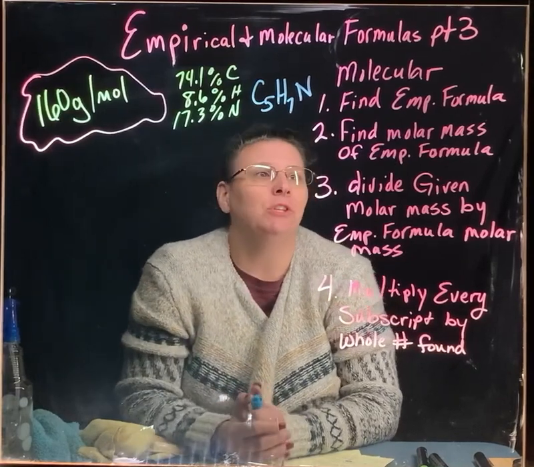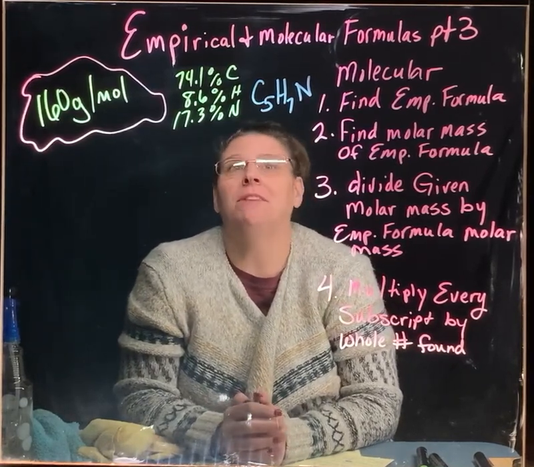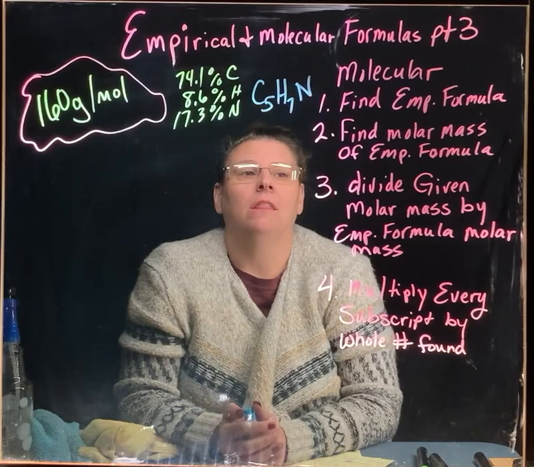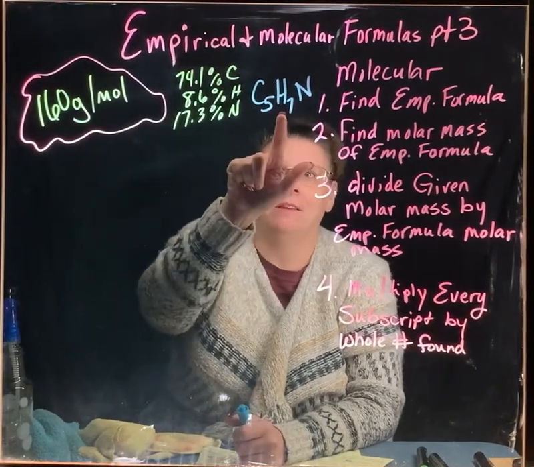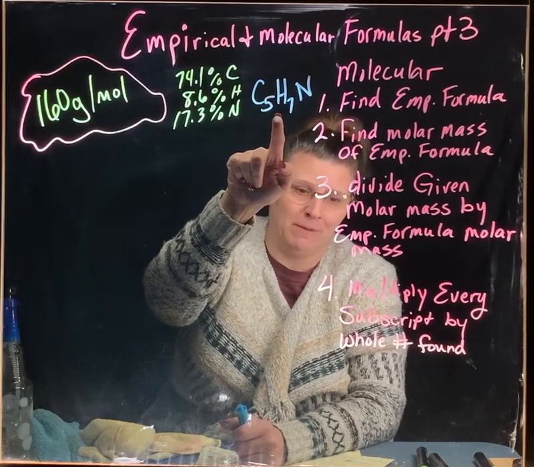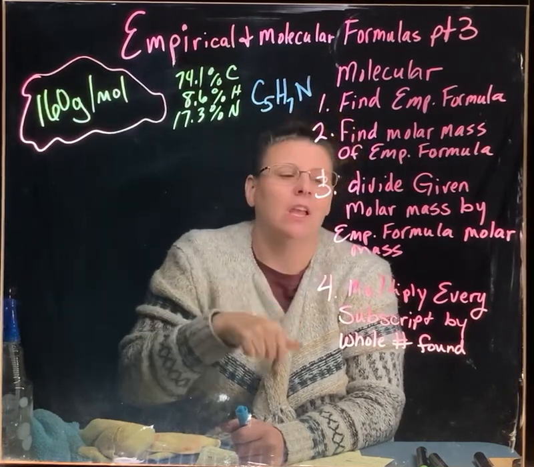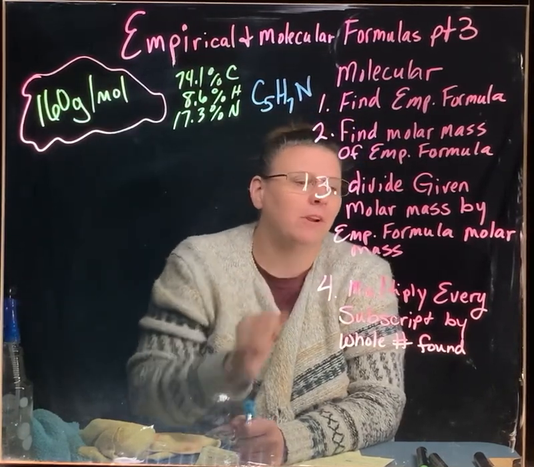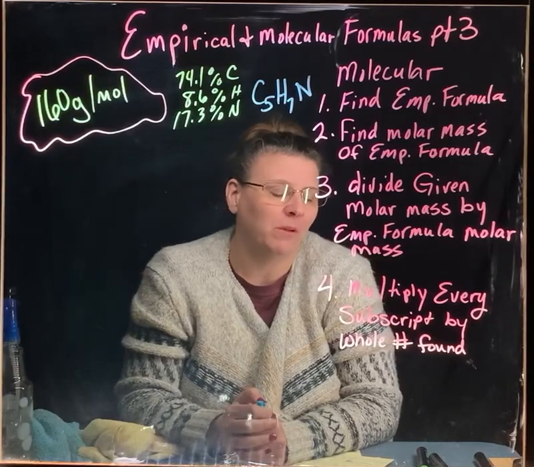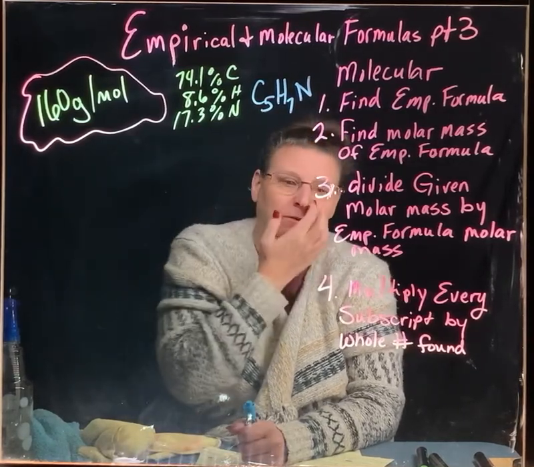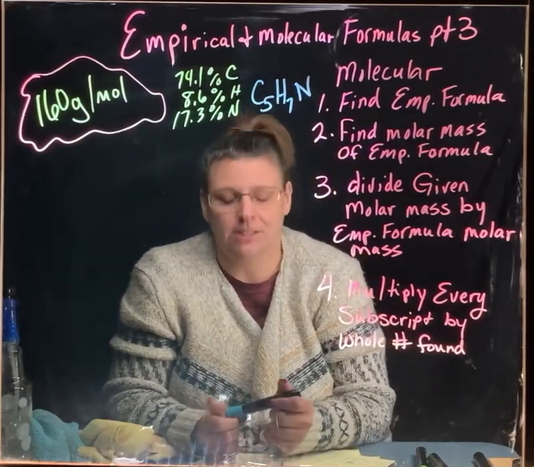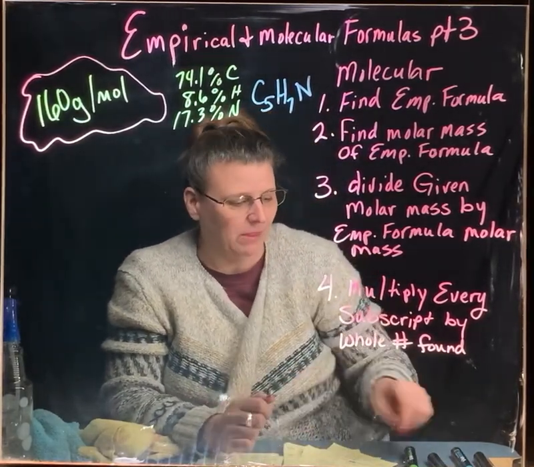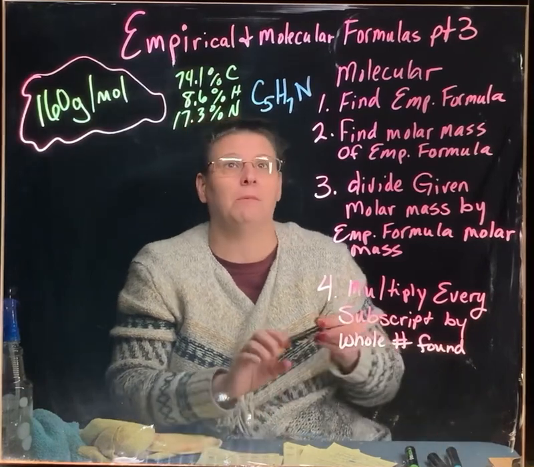Step 2, find the molar mass of the empirical formula. Step 3 is divide the given molar mass by the empirical formula molar mass, which we have found. And step 4 is multiply every subscript by the whole number found when you divide the given by the empirical formula. So let's get started and do this one problem together and see what we come up with.